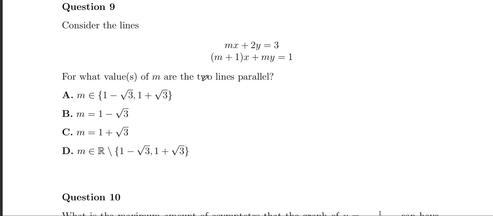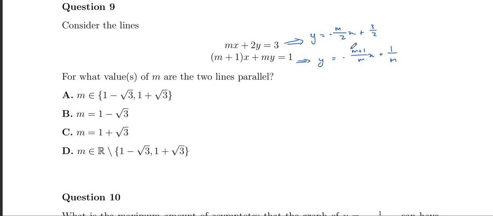Question 9, consider the lines, when are they parallel? All right, to do this, we're going to rearrange both lines in terms of y. So there's going to be y equals negative m over 2 x plus 3 over 2, and y is equal to negative (m plus 1) over m x plus 1 over m.